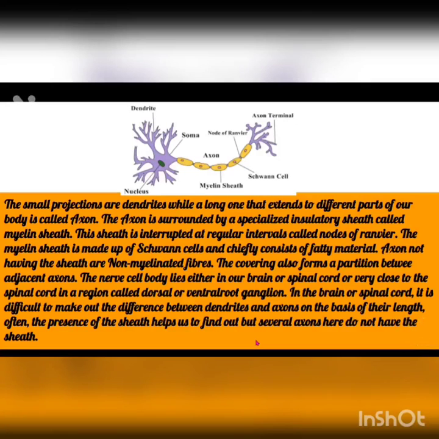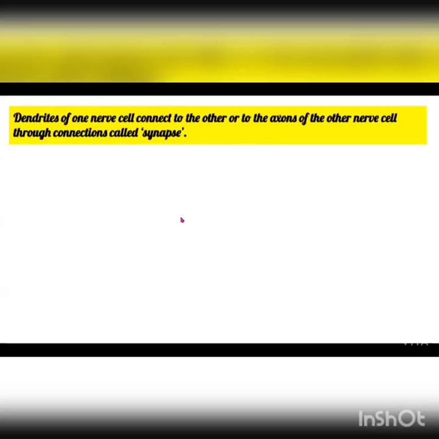In the brain or spinal cord, it is difficult to make out the difference between dendrites and axons on the basis of their length. Often, the presence of the sheath helps us to find out, but several axons here do not have the sheath. Dendrites of one nerve connect to the other or to the axon of the other nerve cell through connections called synapses.